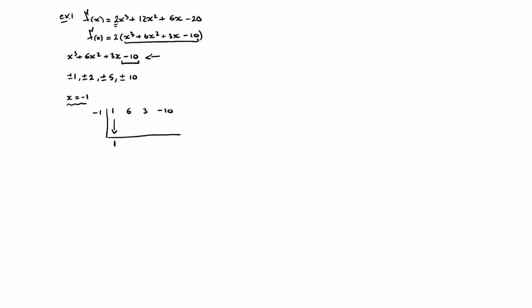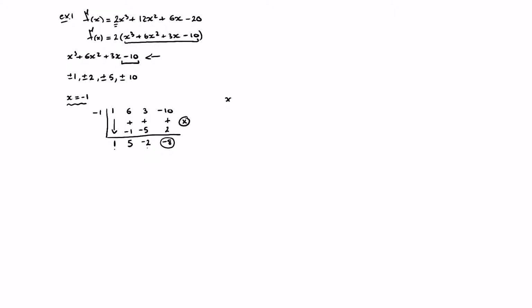Now, negative 1 times 1 is, of course, negative 1. 6 plus negative 1 is 5. Negative 1 times 5 is negative 5. And 3 plus negative 5 is negative 2. Negative 1 times negative 2 is 2. And negative 10 plus 2 is negative 8. Now, since this is not equal to 0, negative 1 is not a root of this polynomial. So the value negative 1 doesn't work. That's okay, we move on to the next value.